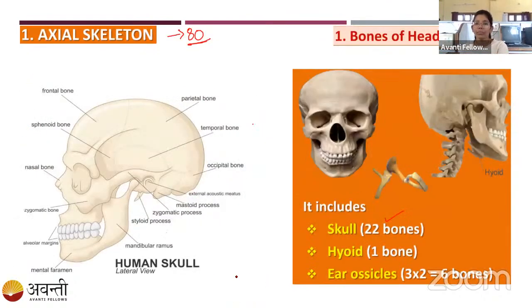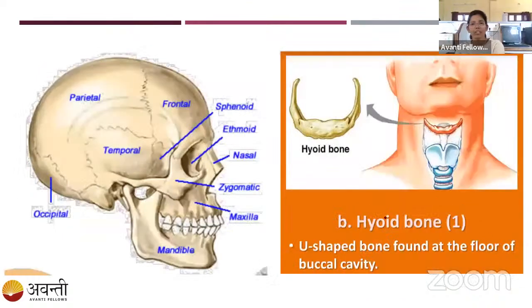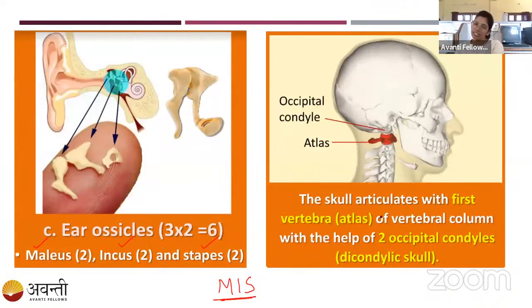Now let me recall all these things which we have studied about the head bones. The head has 29 bones. Out of that, the skull has 22, hyoid is 1, and ear ossicles 6 in total. In the skull we have 8 cranial bones and 14 facial bones. 1 hyoid, 6 ear ossicles.